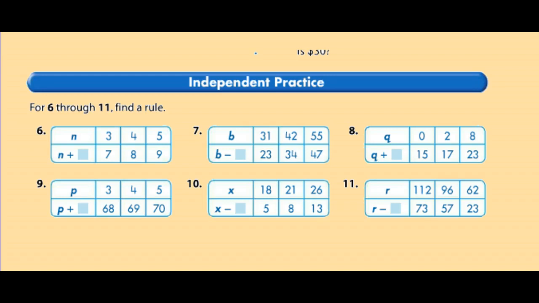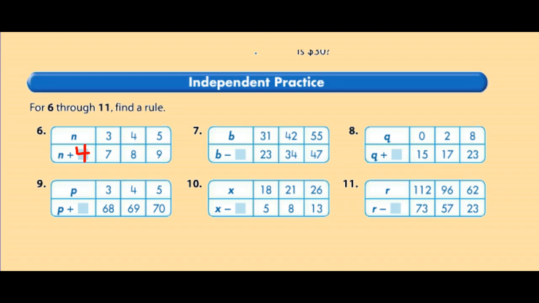Okay, so for these next ones, each time you go to check this, I want you to do it on your whiteboard and then pause and come back and check my answers. So go ahead and do number 6 and then hit play again when you're ready to check it. Okay, so we have n and n plus. We know it's an addition one, we have to figure out what it is. Well, the answer to question 6 would be plus 4 because 3 plus 4 is 7, 4 plus 4 is 8, and so on. Okay, pause, do number 7.